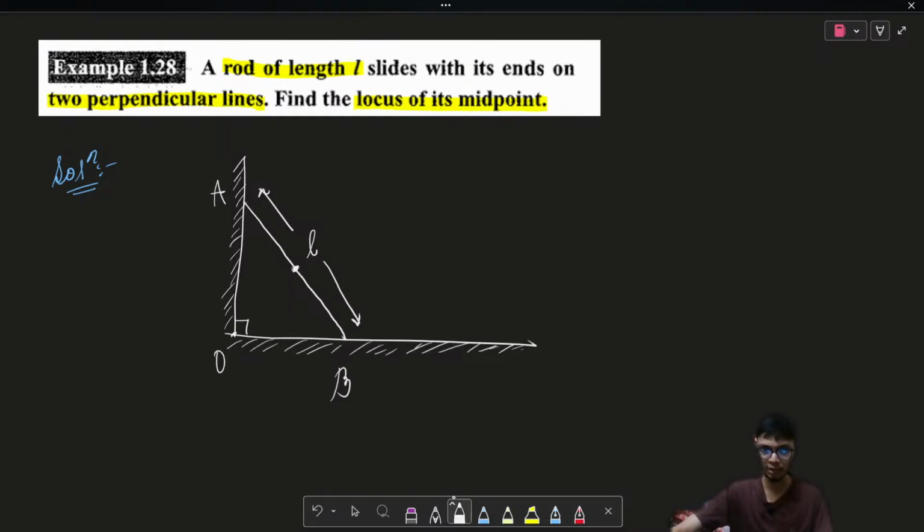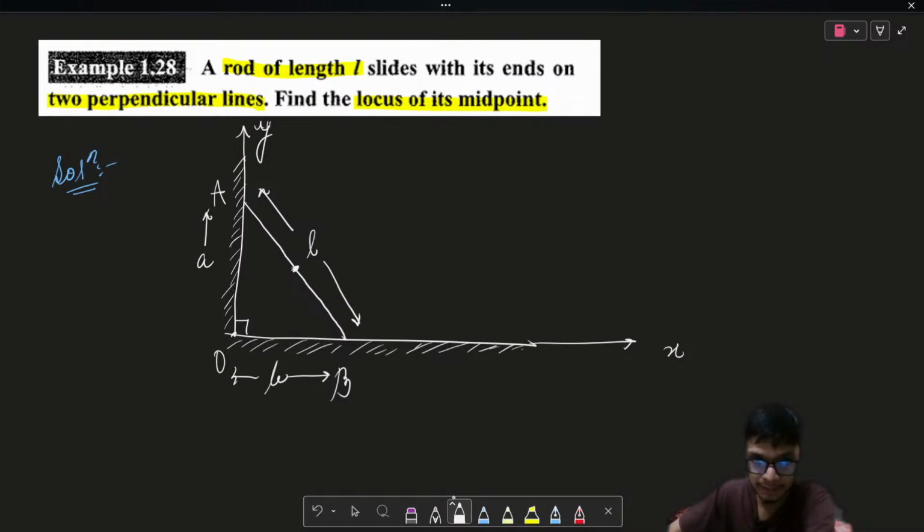So in order to simplify this problem, let me assume this OB line as the x-axis and OA line as the y-axis, right? So I have to ultimately find the locus of the midpoint. That is irrelevant under my choice of any coordinate system. So I can consider this as my coordinate system and I can solve the problem. Now, in order to do that, let me assume some distances. Let us say this particular distance is B, and this particular distance is A, okay?